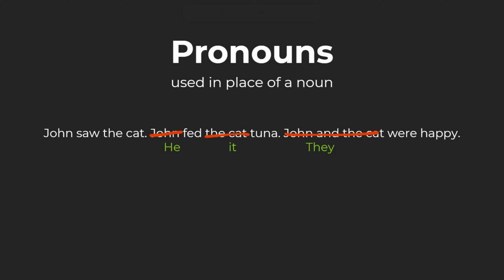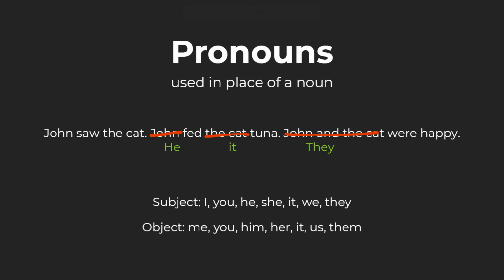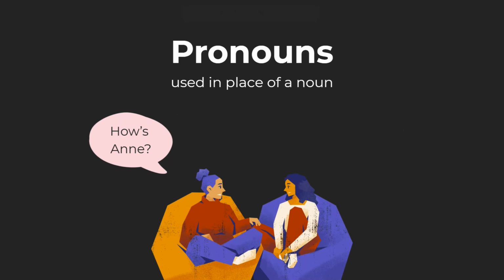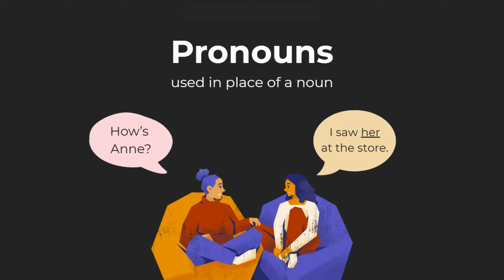appropriate pronouns. When they're the subjects of the sentence, pronouns include I, you, he, she, it, we, and they. When they're the object of the sentence, pronouns include me, you, him, her, it, us, and them. For example, if someone mentions your friend Anne, you might say, "I saw her at the store," without having to say, "I saw Anne at the store." You've already mentioned Anne in your conversation, so now you can just replace Anne with the personal pronoun her, as Anne is the object of the sentence.